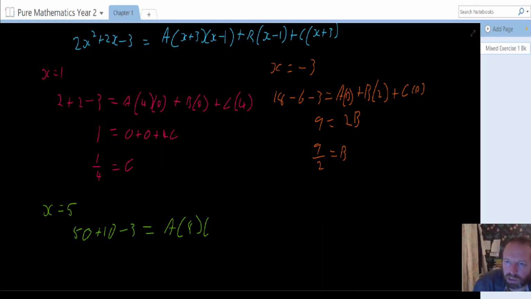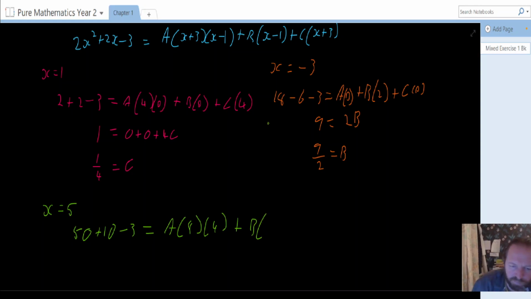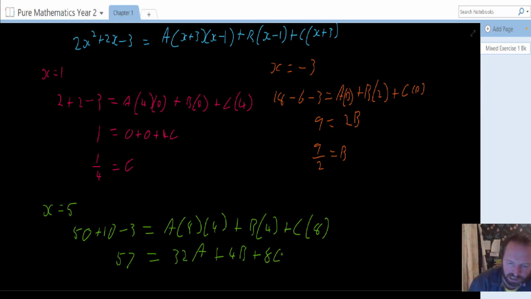plus, let me see, what was I doing? I was putting 5 in. 5 minus 1 is 4, plus b times 5 minus 1 is 4, plus c times 8. Okay, so 60 minus 3 is 57. 57 is equal to 4 8s are 32a plus 4b plus 8c.